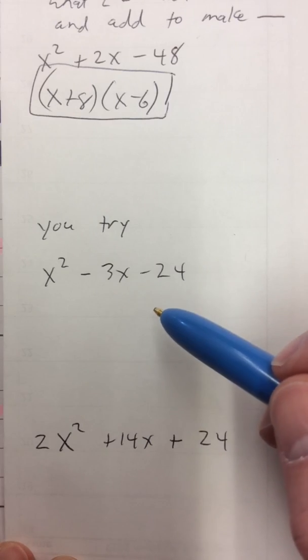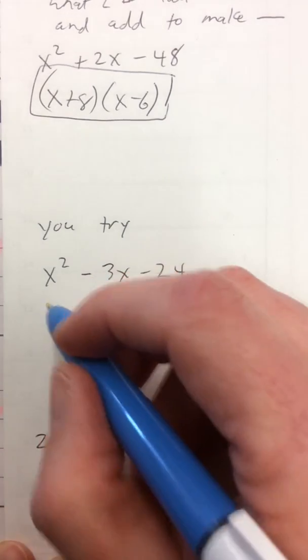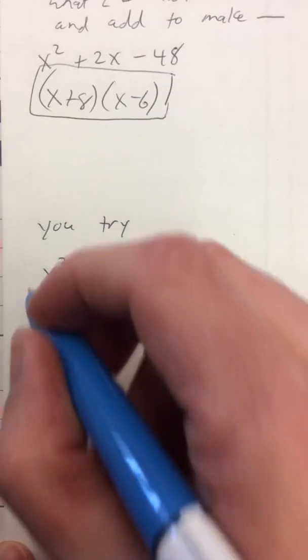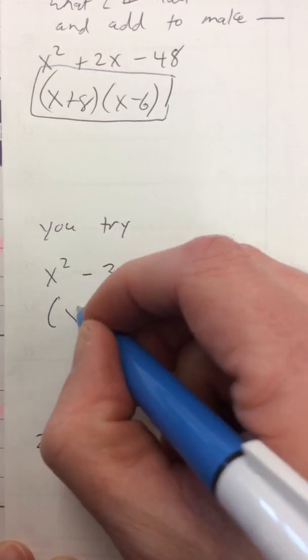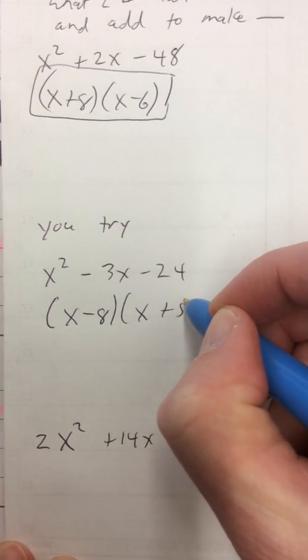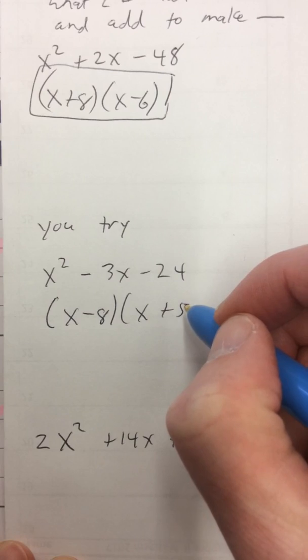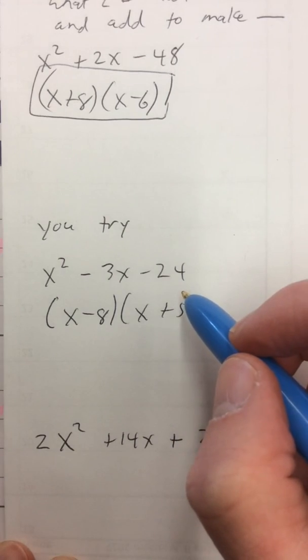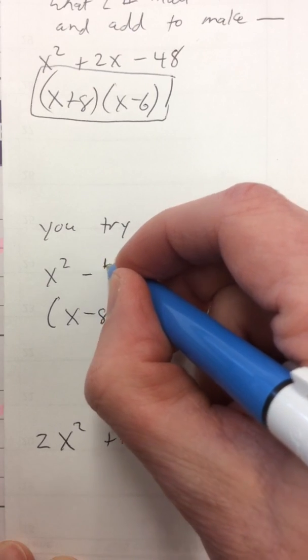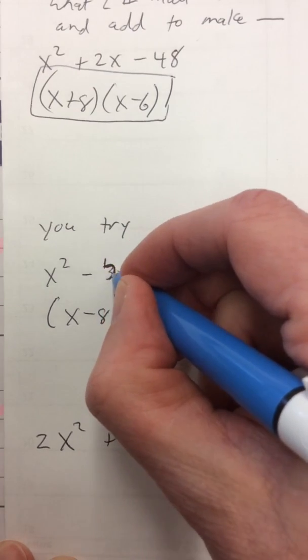Okay, hopefully you tried this and you were successful. So we look for two numbers that multiply to make negative 24, add to make negative 3. Hopefully you came up with x minus 8 and x plus 5. Oh, no. Something went horribly wrong there. 6, 4, 8, 3. This should have been a 5. Sorry. Well, you were going to have trouble doing that problem, weren't you?